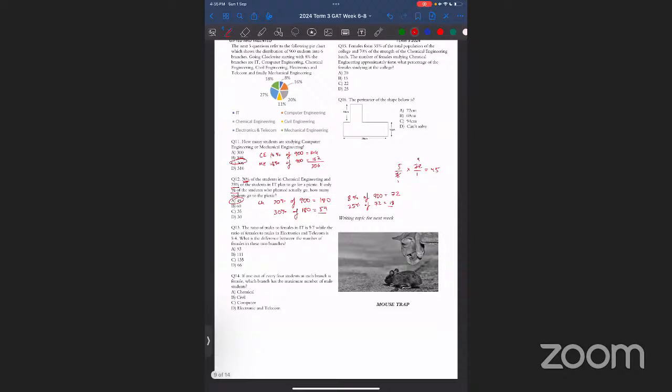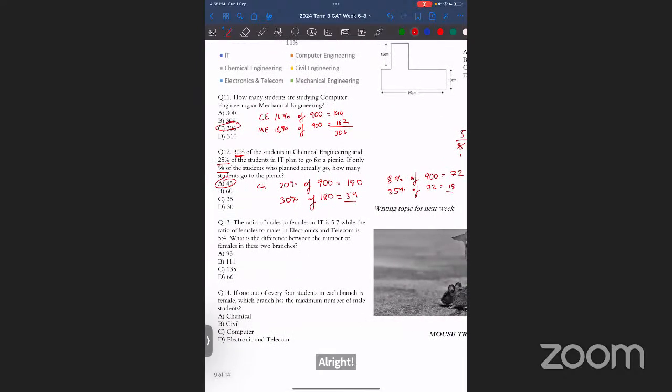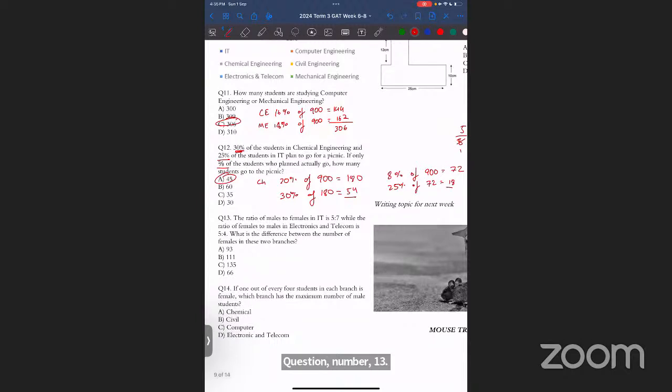All right. Question number 13. The ratio of males to females in IT is 5:7. The ratio of females to males in electronics and telecommunication is 5:4. What is the difference of the number of females in these two branches?